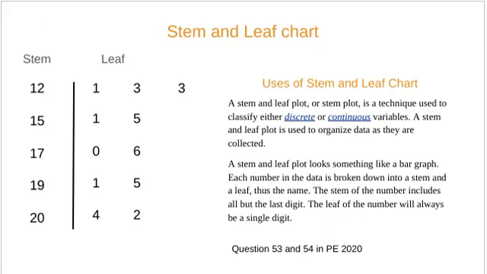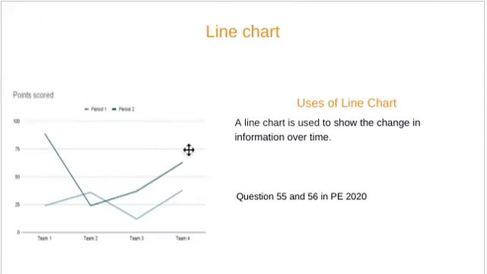Next we have a line chart which looks like this as shown in the figure. This line chart basically describes two different categories of data. So we have two lines here, two different lines. If we have more data variables, then we will have more lines. A line chart is used to show the change in information over time. So it usually have a time and a value. Question 55 and 56 in PE 2020 had covered the line graph or the line chart.